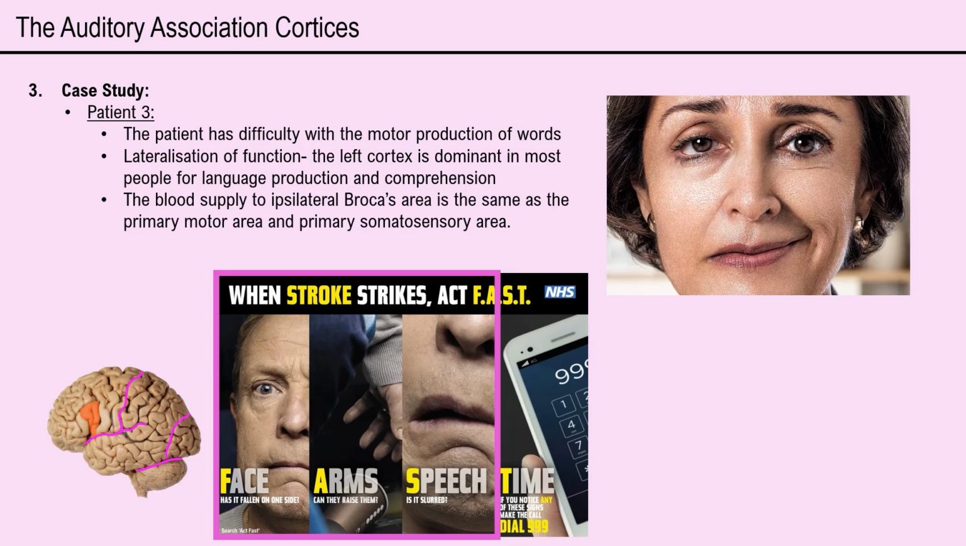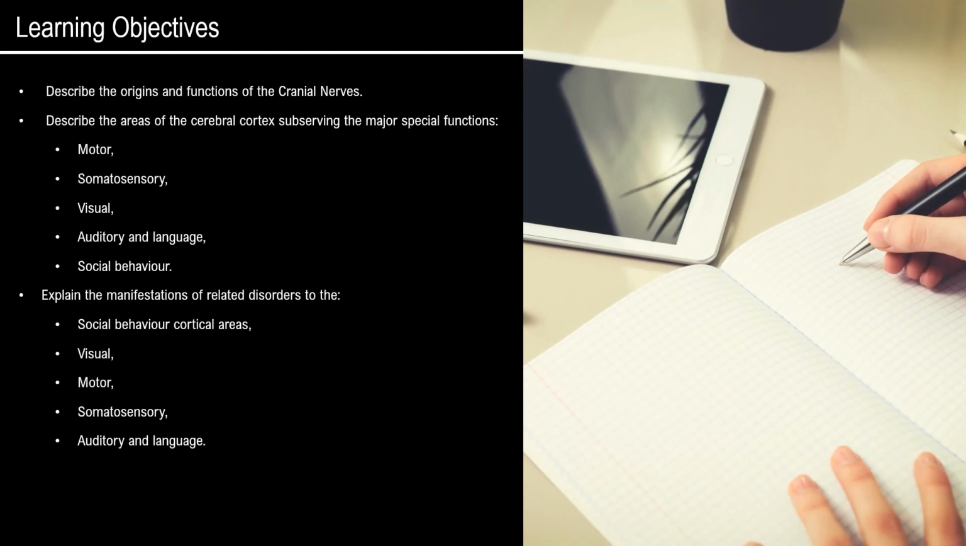And that brings us to the end of our case studies. At the end of this video, you should now be able to describe the origins and functions of the cranial nerves. Describe the areas of cerebral cortex subserving major special functions: motor, somatosensory, visual, auditory and language, and social behaviours. Explain the manifestations of related disorders to the social behavioural cortical areas, visual, motor, somatosensory, and auditory and language.